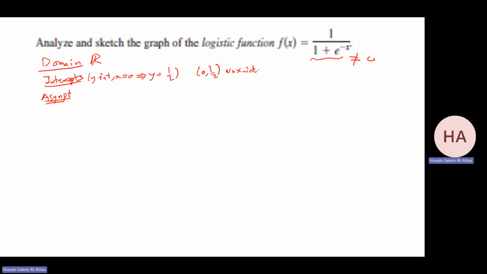I need to notice one thing. Is there a vertical asymptote? Would it go to infinity at a specific value? No way. The denominator goes to 0, which is impossible. So now check the limit as x goes to infinity. E to the minus infinity is 0, so I'm getting 1. So I have y equal 1 as the horizontal asymptote.